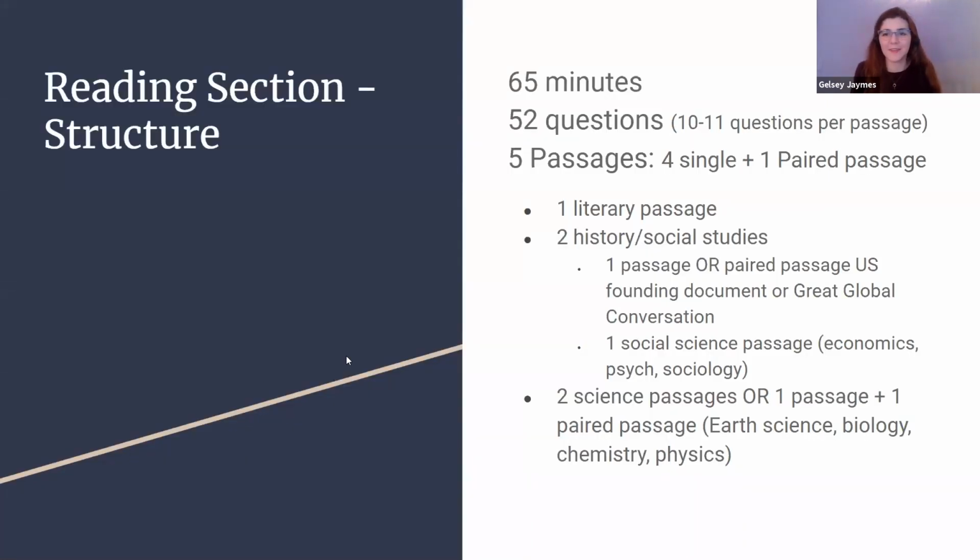All right, so now that we've learned a little bit more about what the reading section looks like and what it entails, here's just some more notes about its structure. So it's 65 minutes with 52 questions. And there's about 10 or 11 questions per each of the 5 passages. And for the 5 passages, there's 4 single passages and 1 paired. And also in terms of the themes of the passages, there's 1 literary passage, 2 passages that focus more on history or social studies, and then 2 passages that focus on science. So it really covers a whole bunch of different subjects.